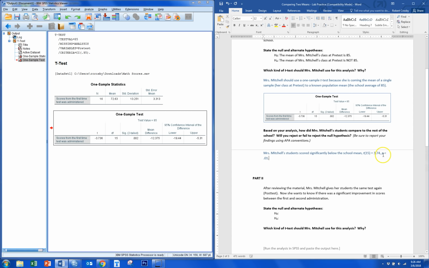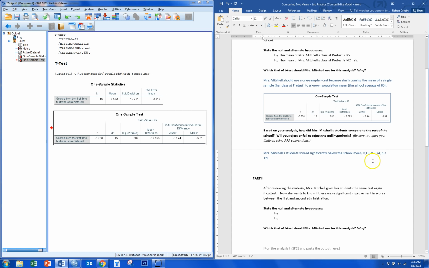So here is the way we would report this in APA format. Nowadays, people are starting to report it to 3 decimal places and just put p equals. So p equals 0.002. I'm going to use this traditional convention in this lab, but be aware that you'll see that from time to time as well. So Mrs. Mitchell's students scored significantly below the school mean.